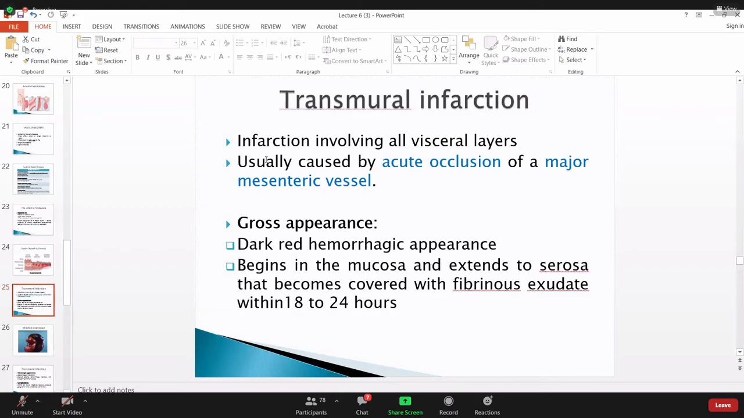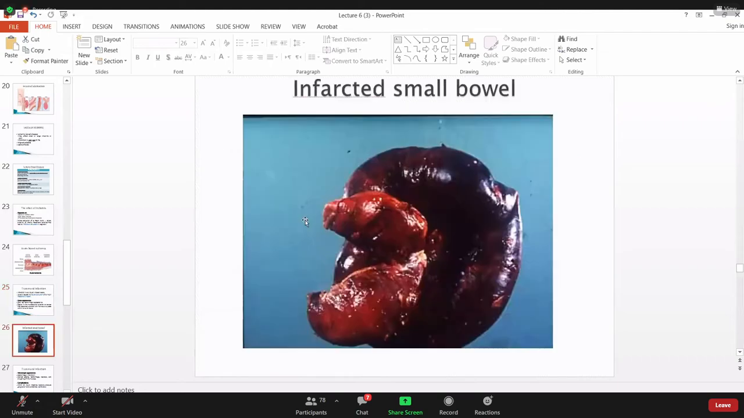Transmural infarction, which is the most severe, involves full thickness. Usually it's caused by acute occlusion of a major mesenteric vessel. Most of the bowel or a big loop of the bowel is affected. This appearance, dark red hemorrhagic appearance, begins in the mucosa, but then the serosa becomes covered with fibrinous exudates within 18 to 24 hours. Do you see its shape? This loop of the bowel became entirely hemorrhagic from outside with fibrinous exudates.